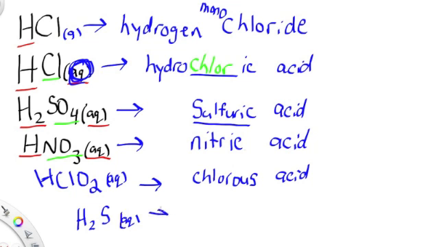If I have aqueous H2S, I have H and AQ, so that's got to be an acid. As soon as I see an H and AQ, I know that that's an acid. But this has only got sulfur, so it's a hydro-something-ic acid. And this is S, so it's sulfur. Again, you could see why it would be called sulfic acid, but we don't. We always use the UR, sulfuric. So hydrosulfuric acid is H2S. Sulfuric acid is H2SO4.